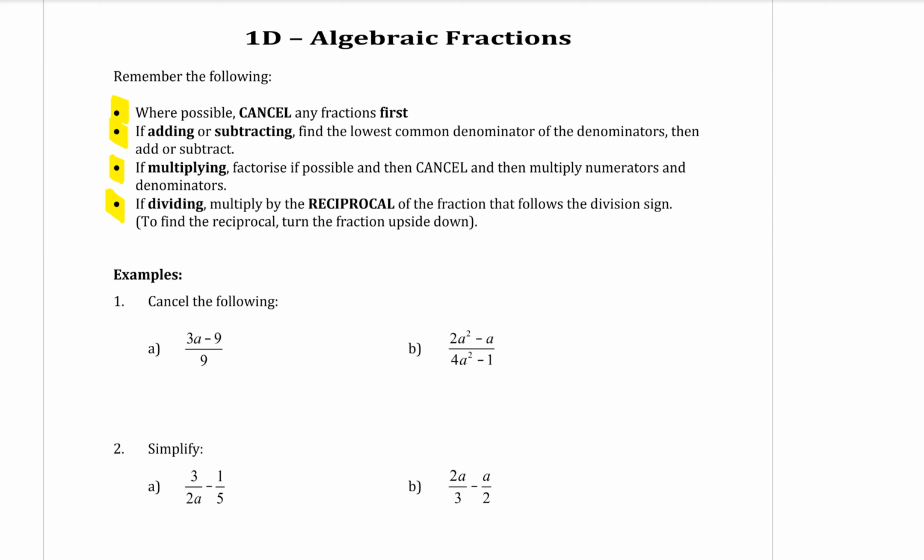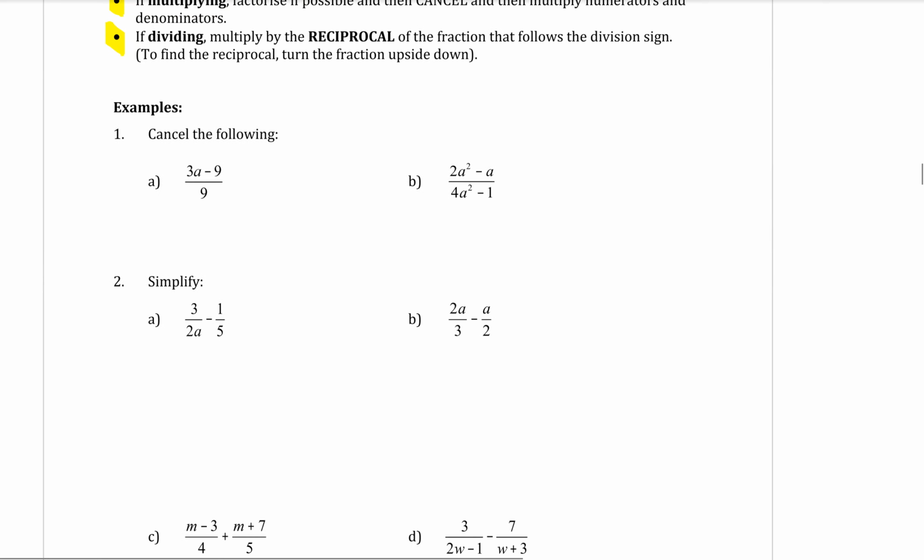So let's do it. They're going to increase in difficulty as we go. In the first one, it just says cancel the following. It's just one fraction, so we're looking for a factor that we can cancel off. Always try to factorize first. When you've got two terms up on the top, don't ever cancel just one of them. It has to be able to come out of everything, which is why you always factorize first.